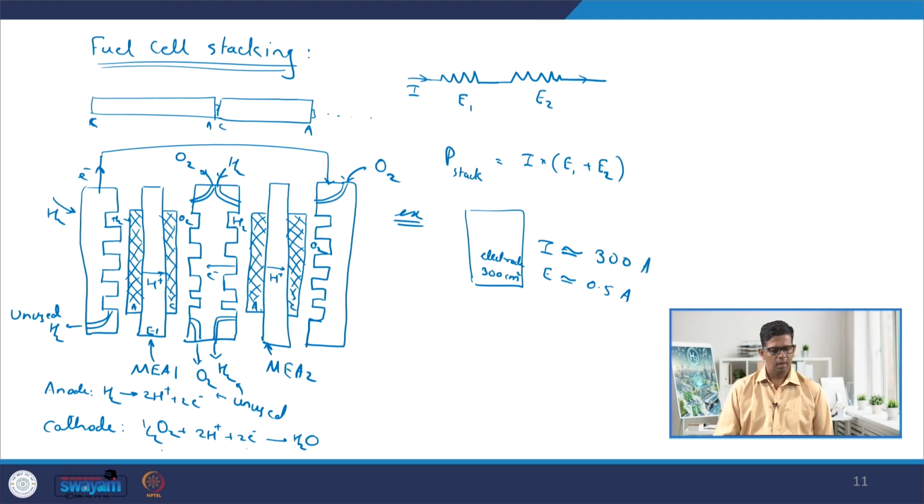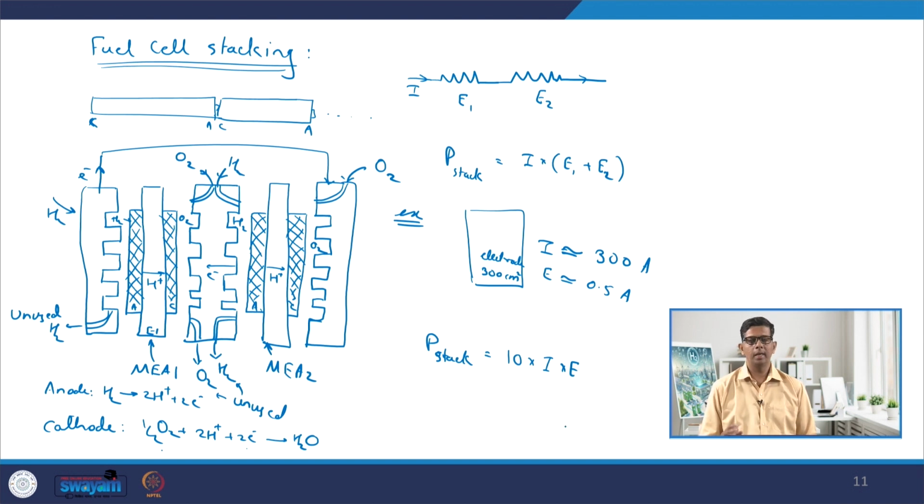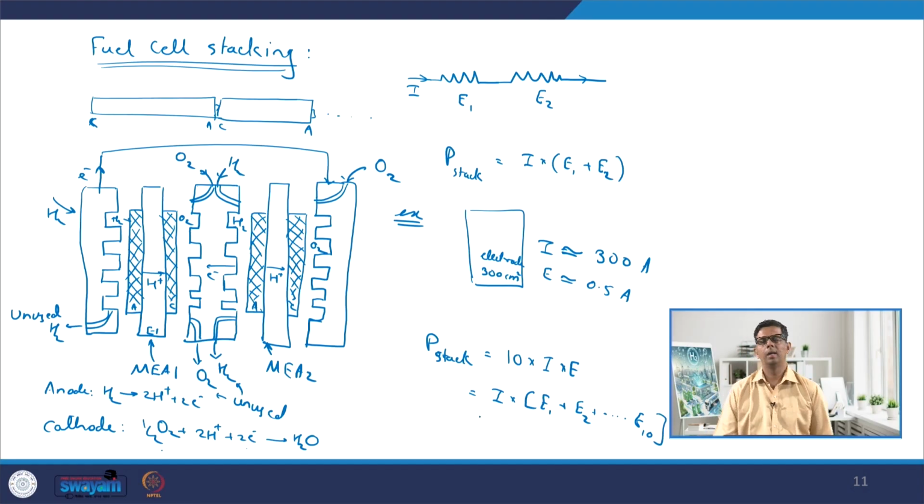So, if you have 10 cells in this stack, we can simply find out the power of this stack as 10 times the current times the voltage, provided the voltage of all the cells is the same, or I can even generalize this as I, the current, times the sum of all voltages or potentials of all the cells. So, that is how we can find out the power output of the stack.